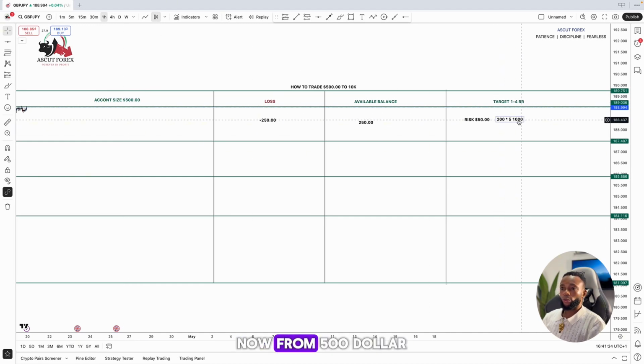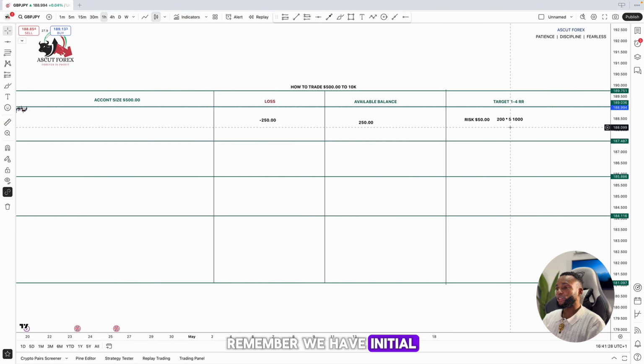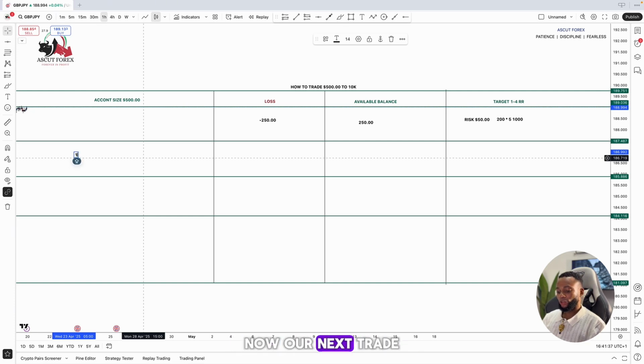Now, from $500 we are up already to $1,000. Remember, we have the initial balance of $250. So now on our next trade, this is the next trade we're taking, our balance is what?